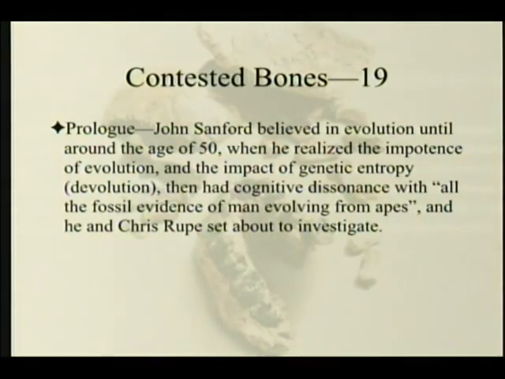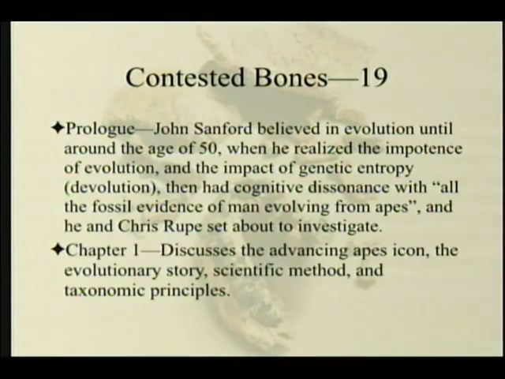To review what we've been through so far, in the prologue, John Sanford explains that he believed in evolution until about the age of 50, when he realized the importance of evolution, the impotence of evolution, and the impact of genetic entropy, which fights against any kind of evolution. And then he had cognitive dissonance with all the fossil evidence of man evolving from apes that he had been taught about. And so he and one of his proteges, Chris Rupe, set about to investigate. And the rest of the book is their investigation.